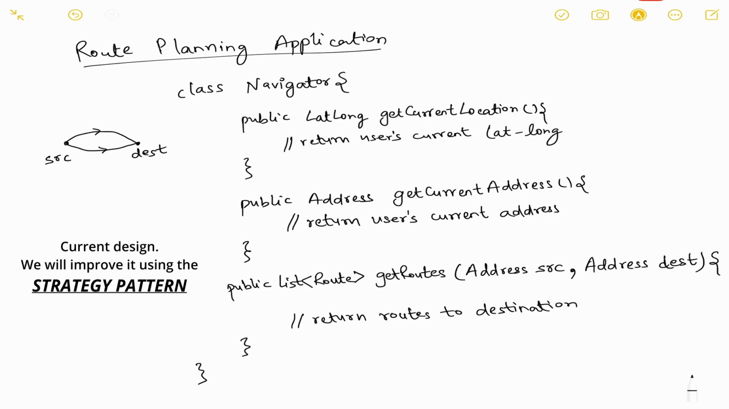So let's say we have a route planning application like Google Maps where users can enter the source and destination address, and then our app will help them to find the fastest route by road which they can follow to reach the destination. So this is the basic view of our Navigator class, where we have a getCurrentLocation method which returns the user's current latitude longitude coordinates. We have a getCurrentAddress method which returns the user's current address, and we have a getRoutes method which is our main functionality of our business application, which returns the routes to the destination from source.